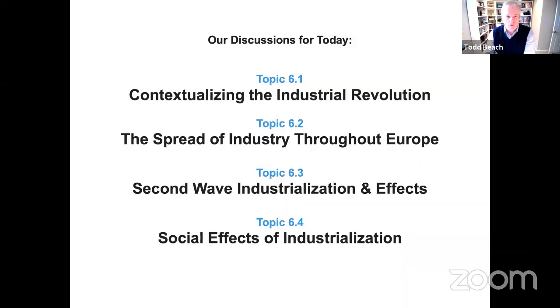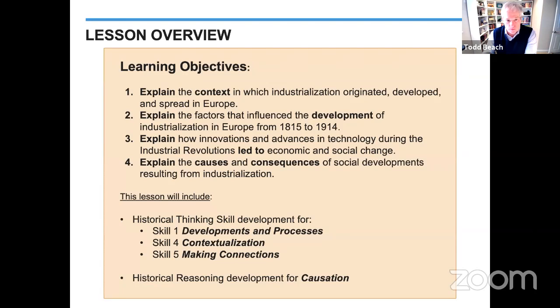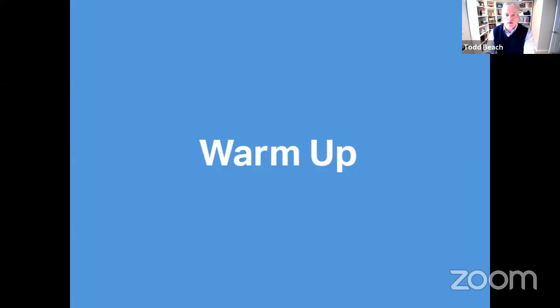All right, our lesson overview for today. We're going to contextualize the Industrial Revolution, what brought us into that, the spread of industry throughout Europe. There'll be brief information about second wave industrialization and effects, and then what are the social effects of industrialization. Here are our learning objectives and the thinking skills and the reasoning development for today. You can pause the slides here if you want to read through those, but we'll get straight into the warm-up with Katie.